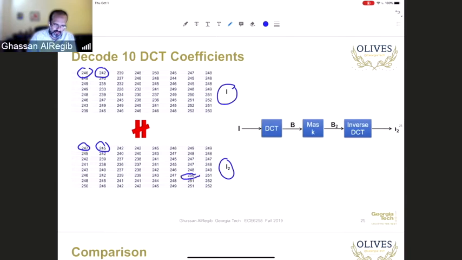250, 251, and so on, 241, 245. So that's really one or two, maybe more, maybe less, variation in intensity values. The reason for this loss of information is not the DCT, it is really the mask that got rid of 54 of the 64 coefficients for every single 8 by 8 block.